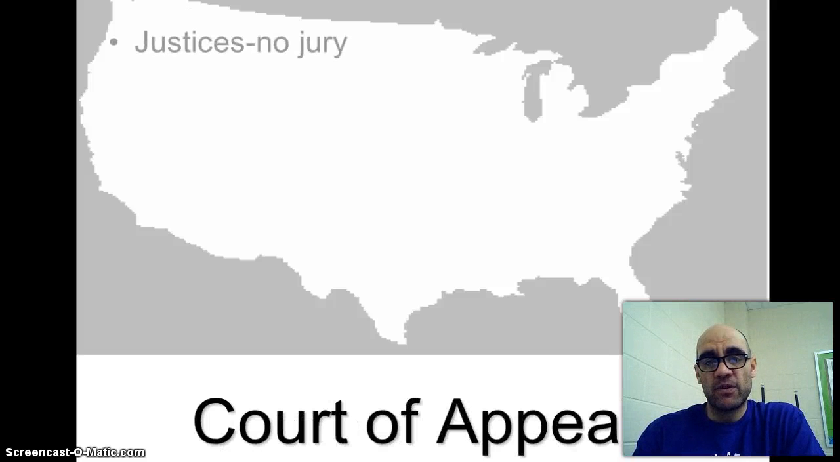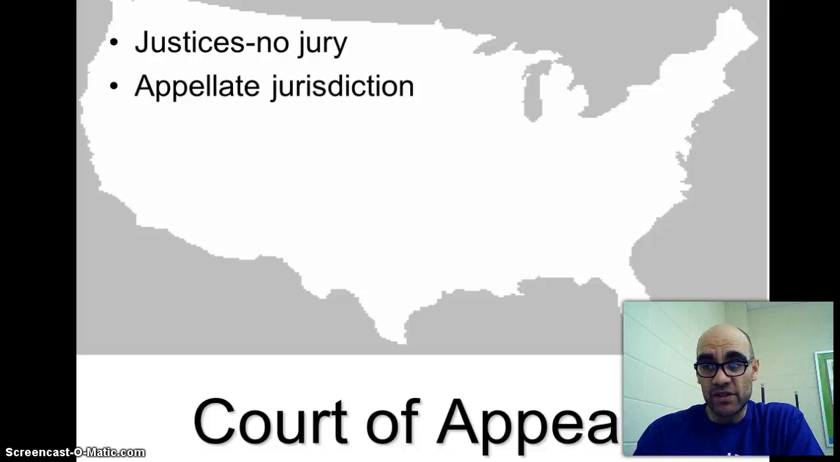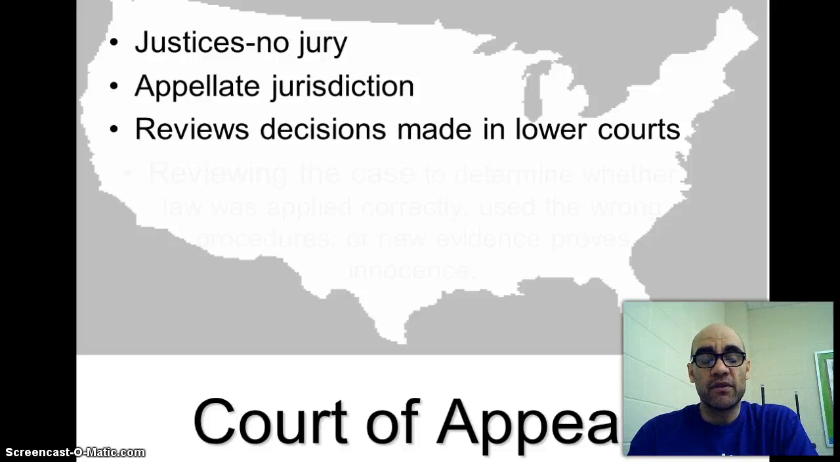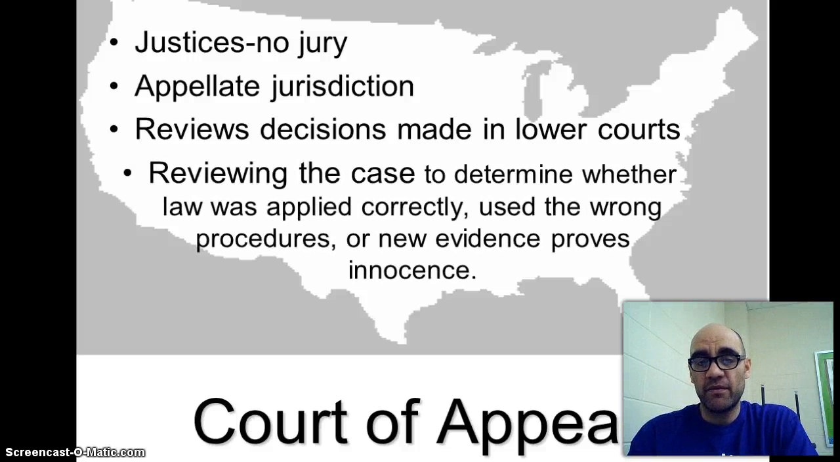All right. Court of Appeals, justices, again, there's no jury. Appellate jurisdiction. A little hint: if you see a question on a test that says what sort of jurisdiction does a court of appeals have, it's always going to be appellate. Again, they review decisions made in lower courts, and they review whether the law was applied correctly. Were the wrong procedures used, or does new evidence prove someone innocent? They won't hear an appeal just because you were found guilty. There has to be a reason for them to hear that appeal.